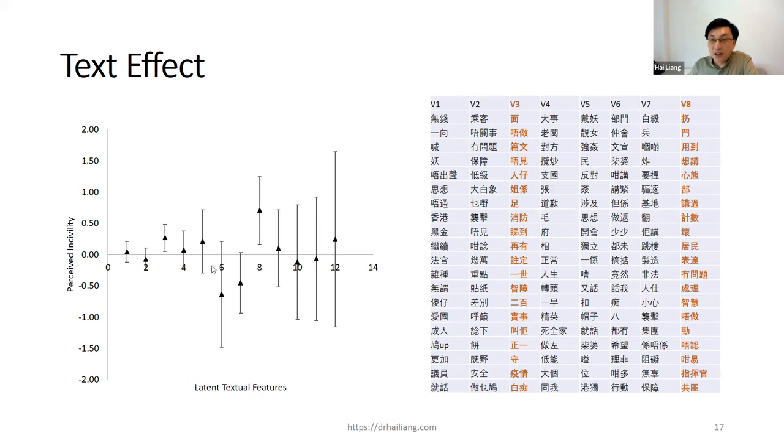The numbers here mean different text features. You will see there are some text features positively associated with perceived incivility, some negative. Probably like this one, feature 3 and feature 8. To see what feature 3 and feature 8 are, you need to go to here. You can interpret it exactly like you interpret topic modeling. In feature 3, which is positively associated with perceived incivility, these are the top words here.